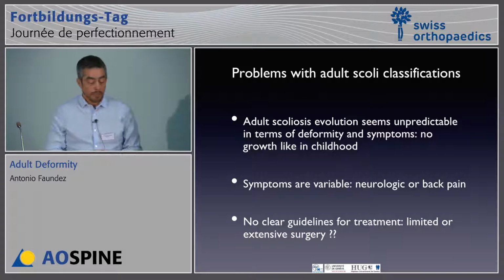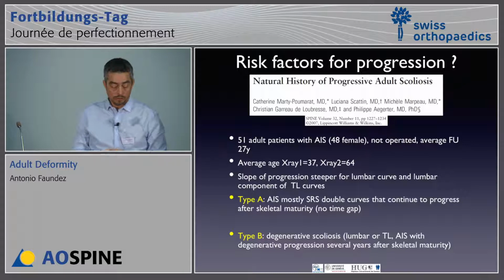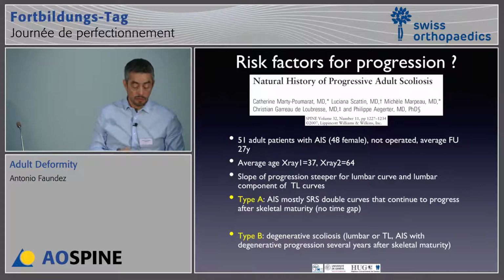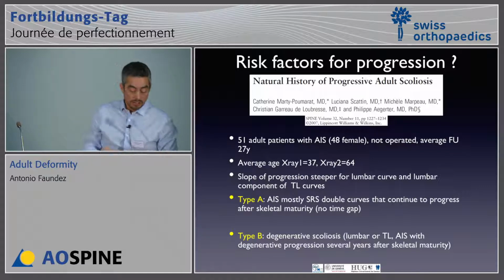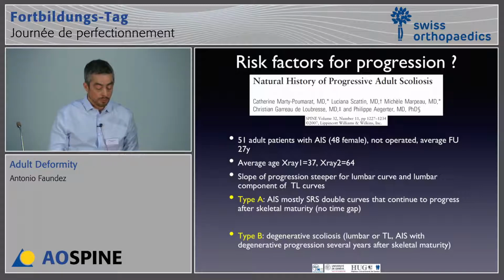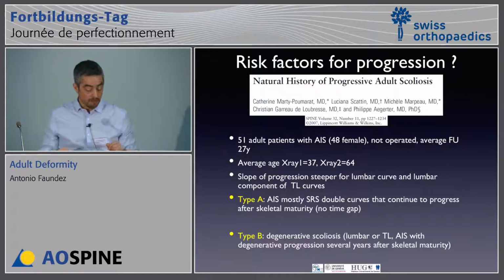It's quite difficult. It's very important to look at the risk factors for progression in adulthood, and this is an interesting study that's been published in 2007, where they looked at 51 adult patients with idiopathic scoliosis, mostly females, non-operated, with an average follow-up of 27 years. The first X-ray was done at an average age of 37 years, and the second one at 64. And they saw that there is a slope of progression that is steeper for the lumbar curve and the lumbar component of thoracolumbar curves. They identified two types.